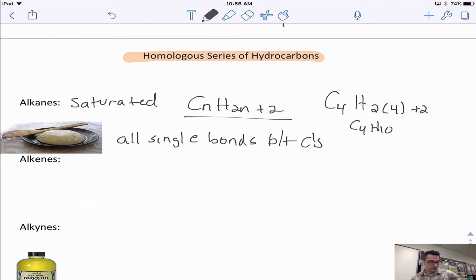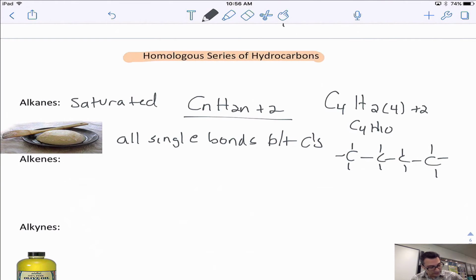So when I drew my butane before, I had 1, 2, 3, 4. I drew all single bonds. For carbon to have an octet, I need a total of 4 bonds, so now I'll fill in the rest with hydrogens. Now just to save some time, I won't write each hydrogen in, and this is actually acceptable to do. Now what about an alkene?